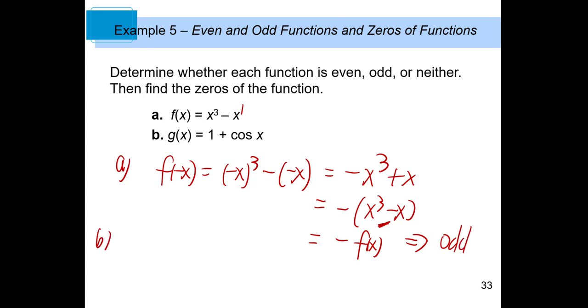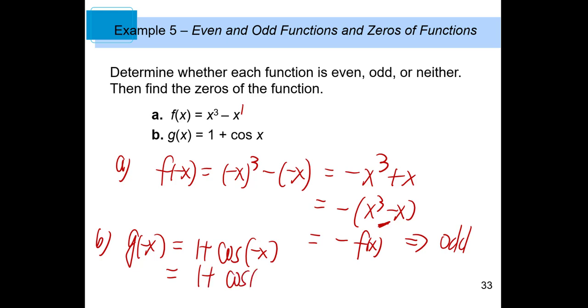And then B, because cosine is an even function, let's find what g of negative x is: 1 plus cosine of negative x. Cosine of negative x is the same thing as cosine x. So this is the same as the original function g of x. So that means it's an even function.